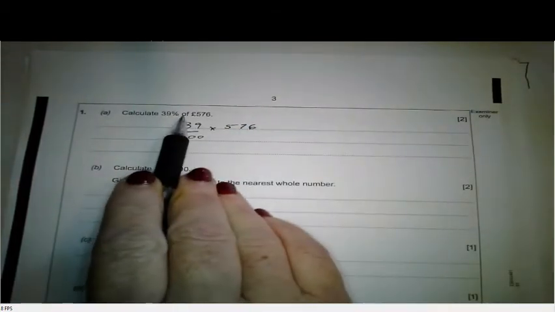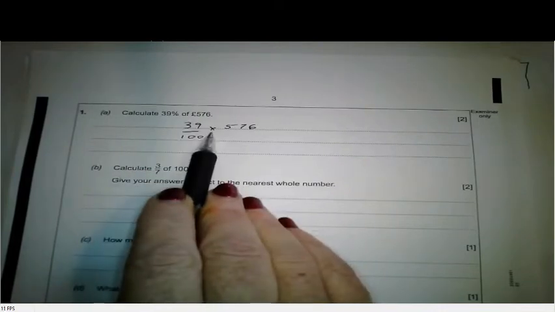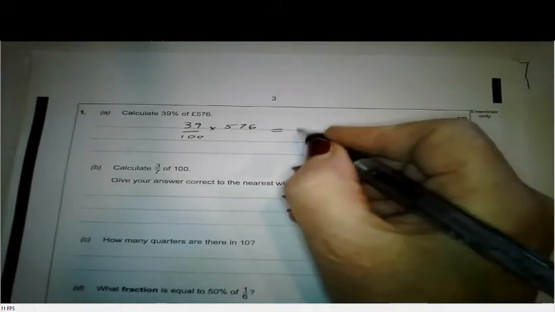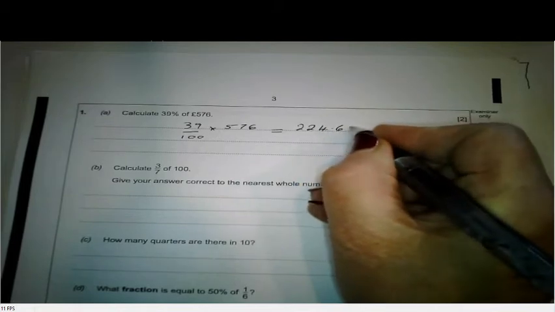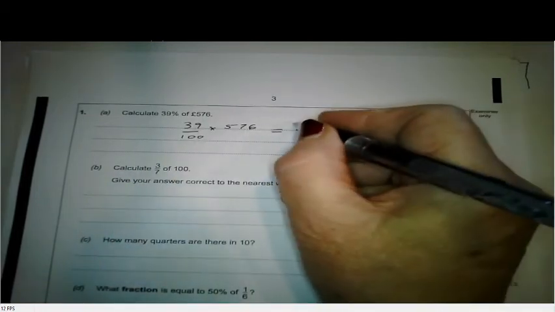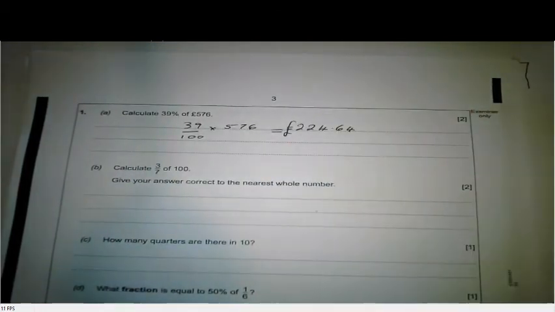The word "of" in mathematics often means multiply. So if we plug those numbers into our calculator, we get out the number 224.64. Be aware of the units in this question, which are pounds, so we need to put the pound sign in front of the figure.